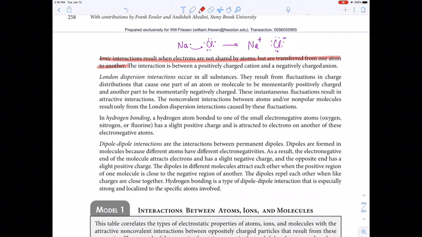London dispersion interactions, these are new, occur in all substances. They result from fluctuations in charge distributions that cause one part of an atom or molecule to be momentarily positively charged and another part to be momentarily negatively charged. These instantaneous fluctuations means that they're just for a short time, and fluctuation means that they come and go. They're not steady. They result in attractive interactions. The non-covalent interactions between atoms and/or nonpolar molecules result only from London dispersion interactions caused by these fluctuations.